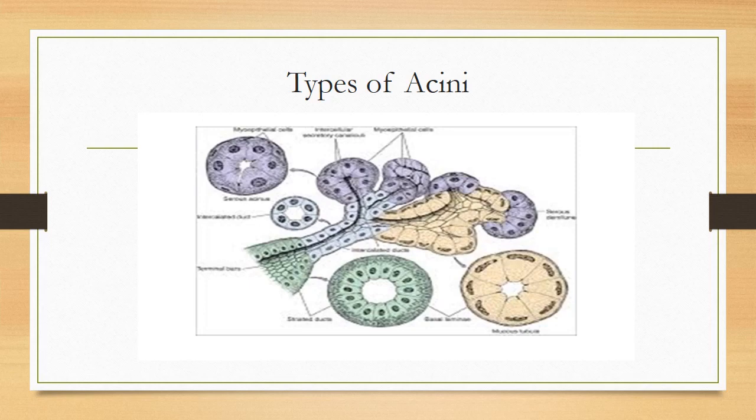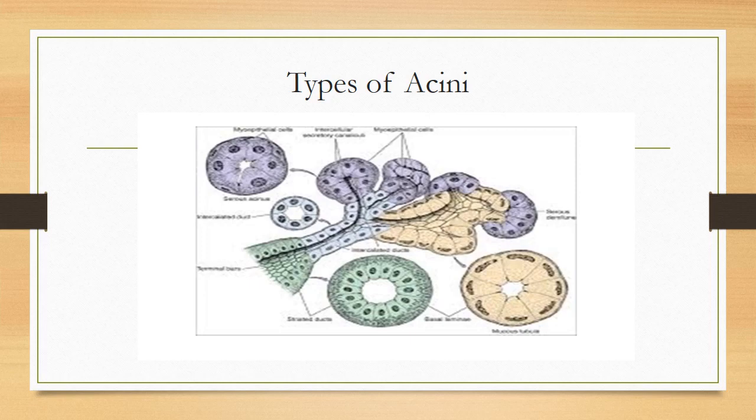Now in the mucous type of acini, you can see the lumen is broad, the cells are broad and flat, they have flattened nuclei, and they stain basophilic with the H&E stain. Now they also have the myoepithelial cells on each side surrounding this acini, and they will help in the contraction of these individual cells to pour their secretions into the lumen.